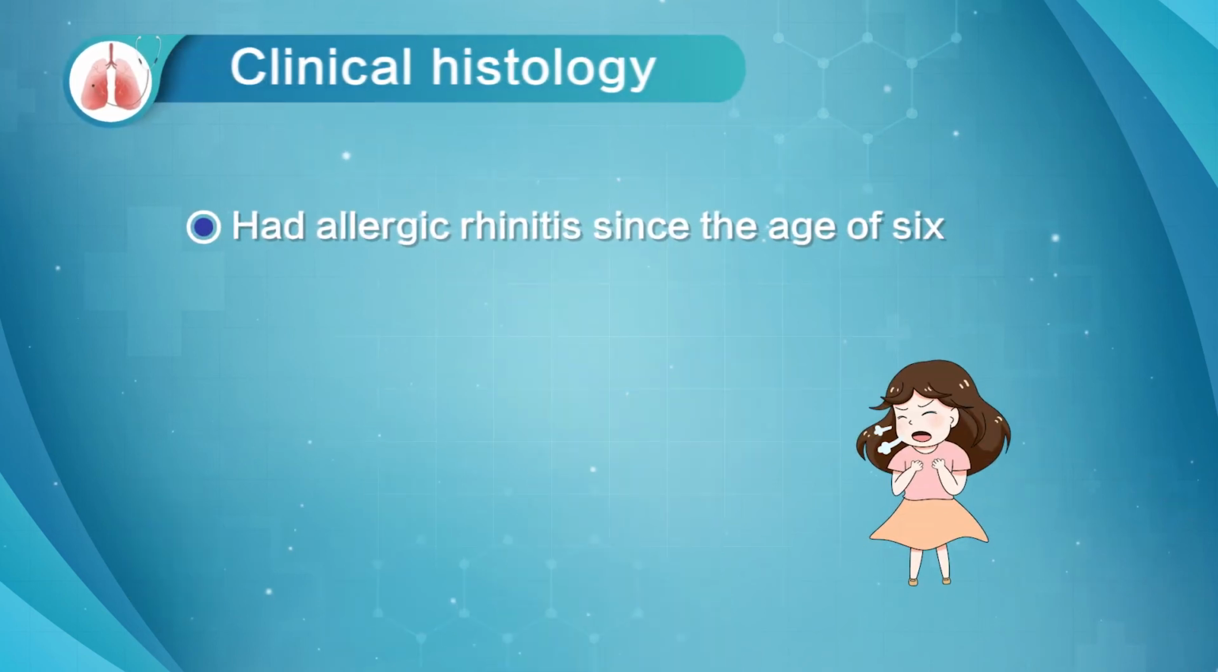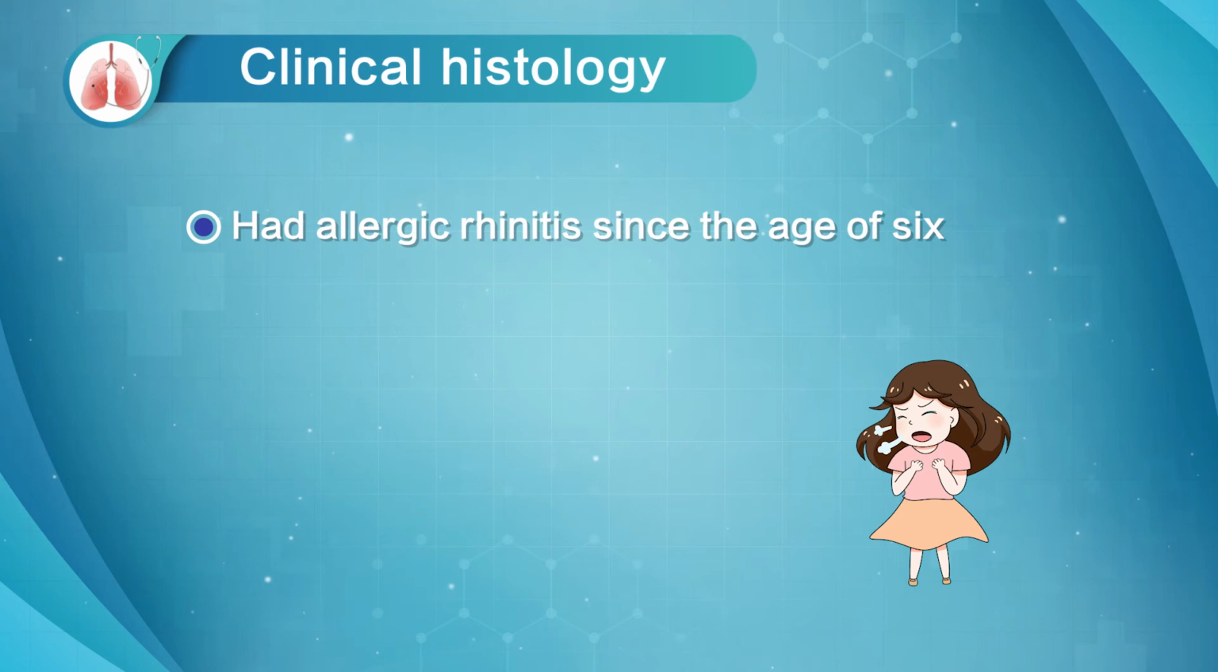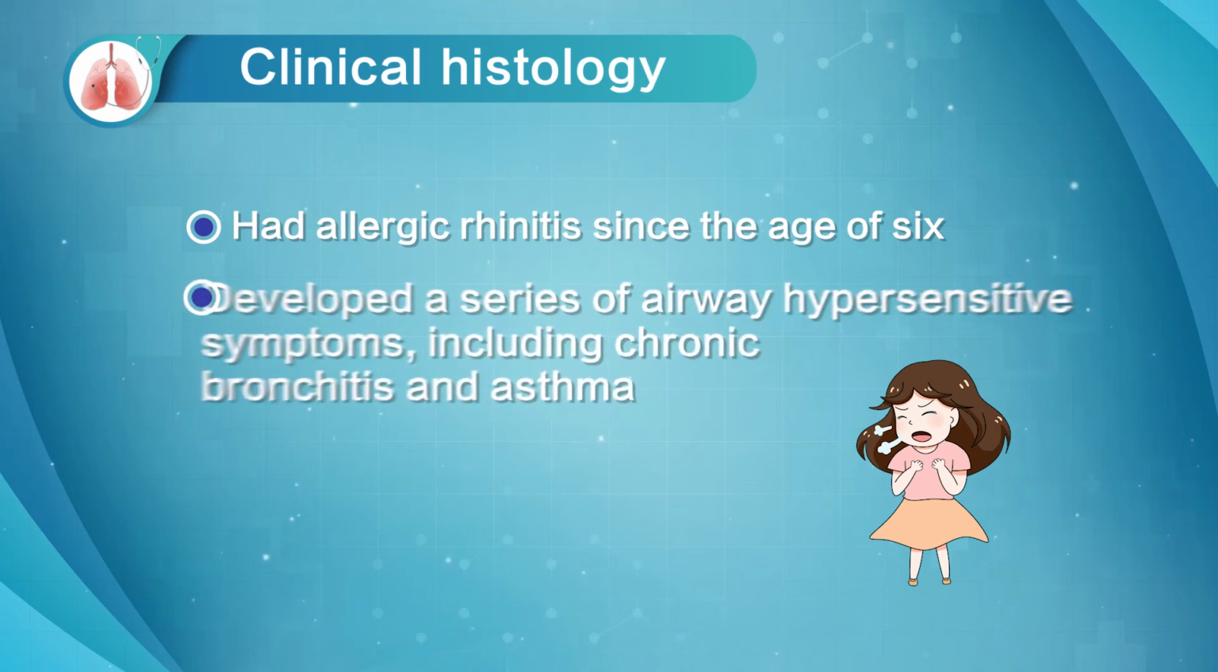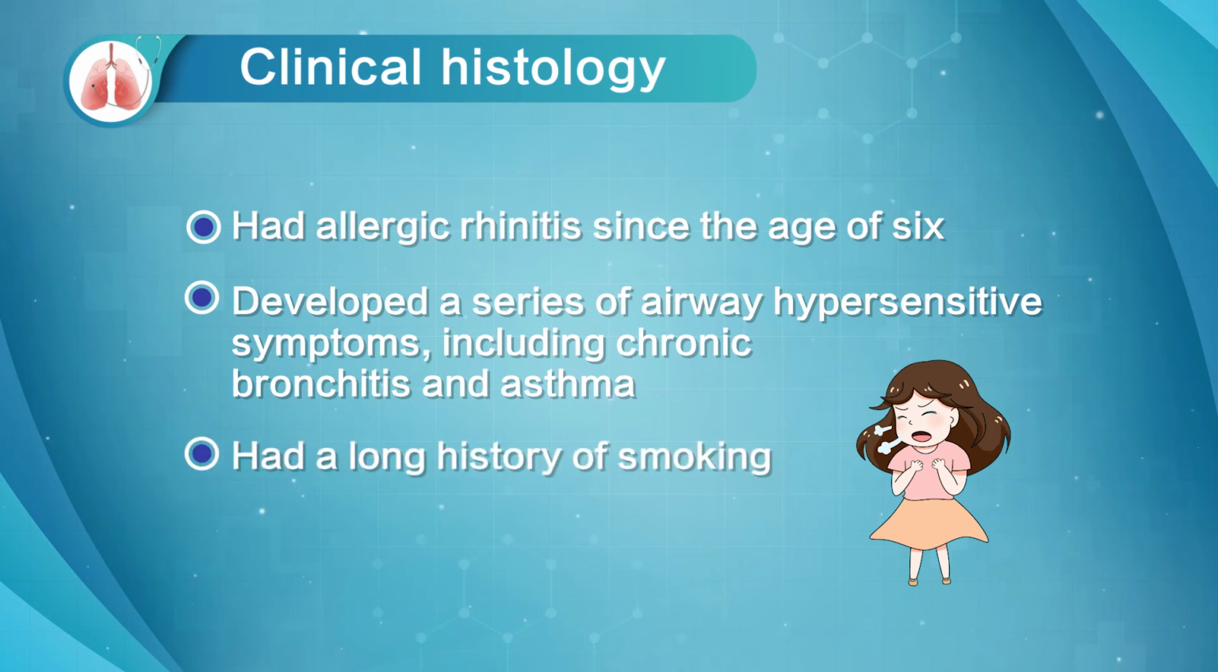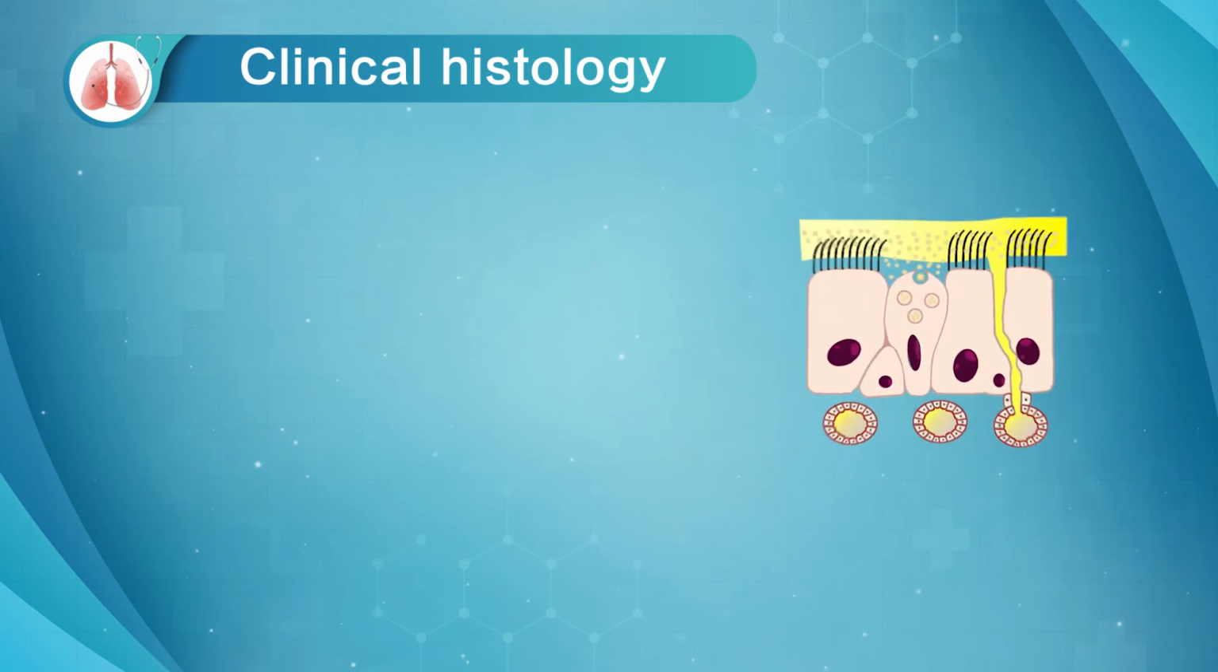She had allergic rhinitis since the age of 6. Later, she developed a series of airway hypersensitive symptoms, including chronic bronchitis and asthma. She also had a long history of smoking. These chronic processes will eventually lead to the structural change of the respiratory system.